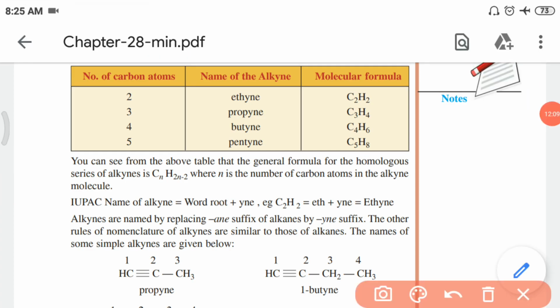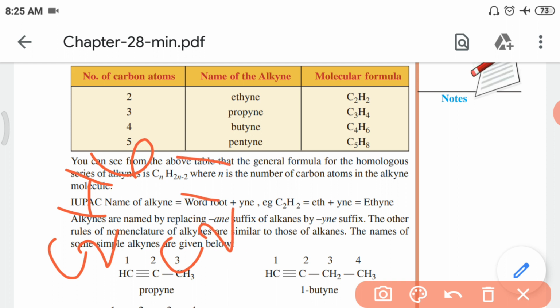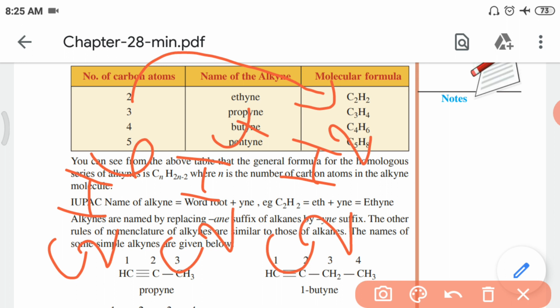For ethane, it is C2H6. For alkene, ethene, it is C2H4. For alkyne, it is C2H2. So the number of hydrogen atoms is reduced, and the bonds between the carbon atoms are increased. For making a double bond, it removes two hydrogen atoms, etc.